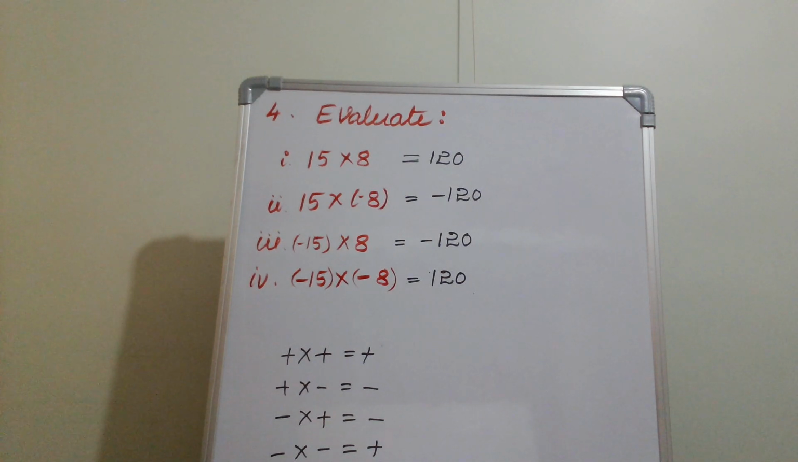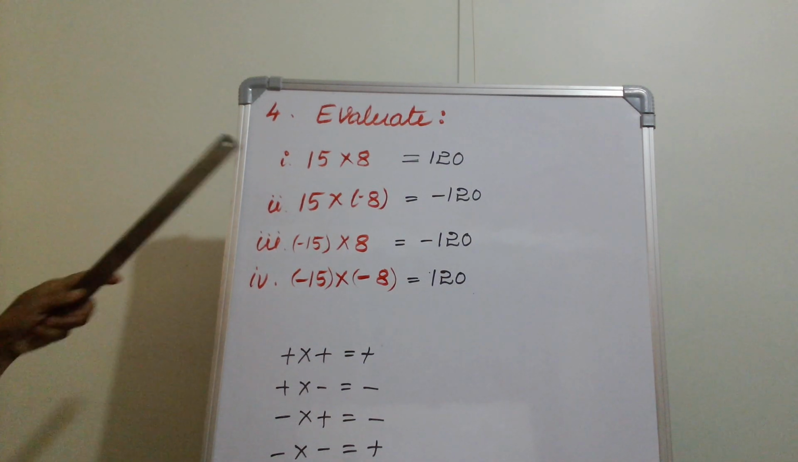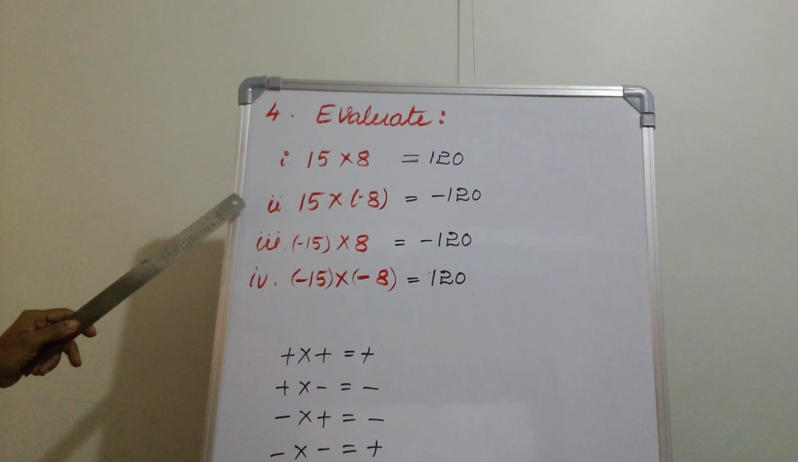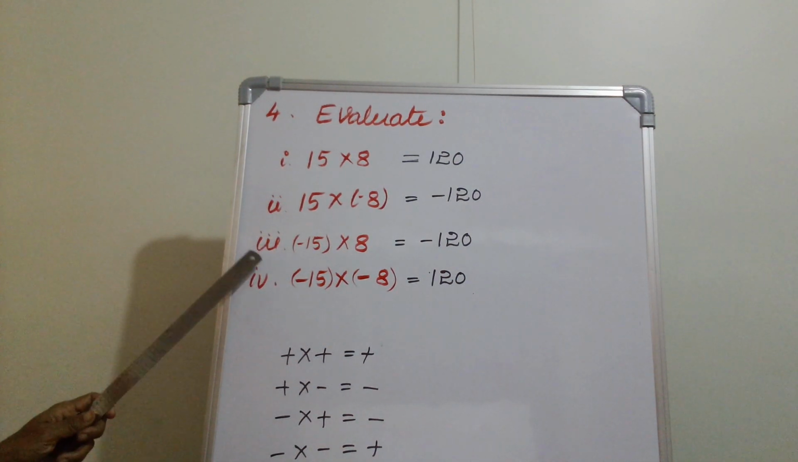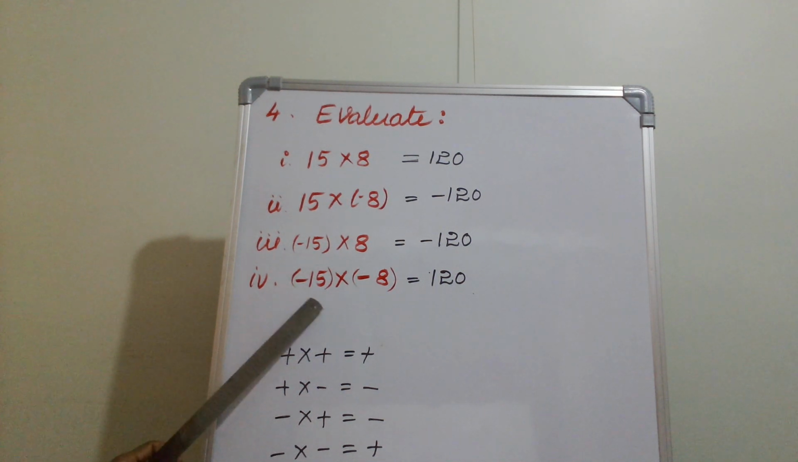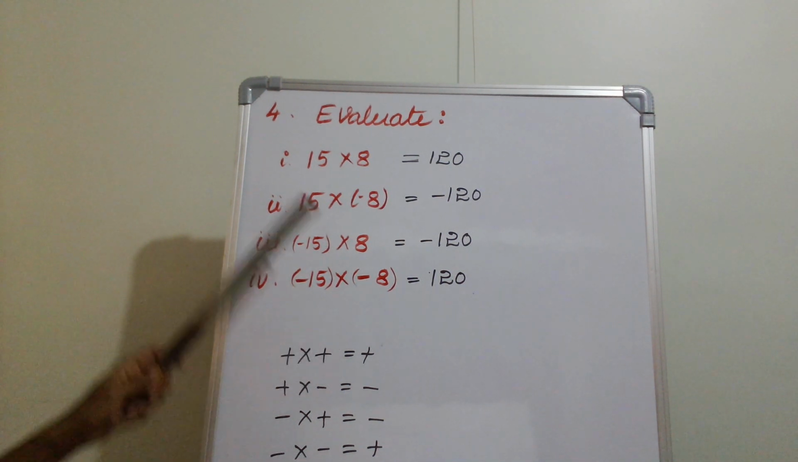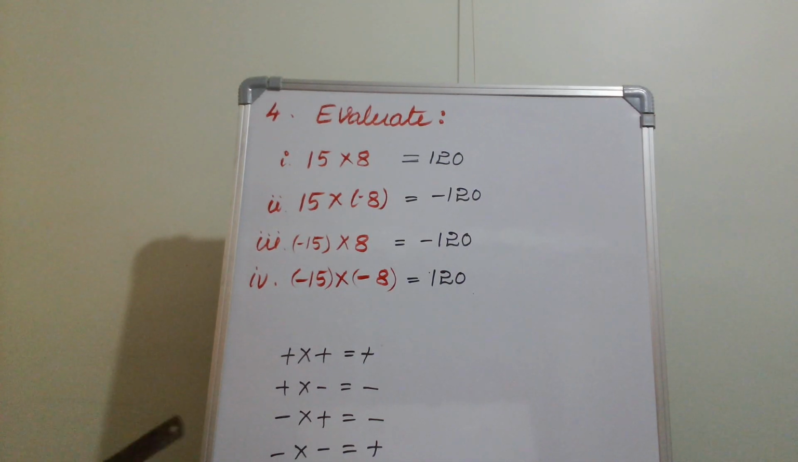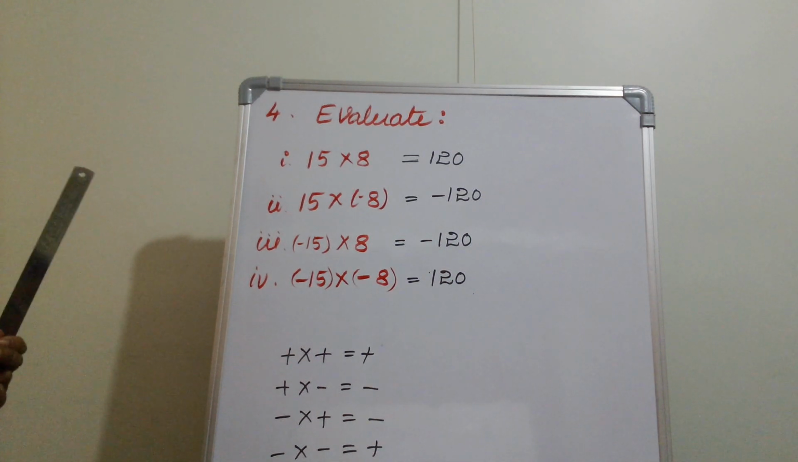Four main problems. Evaluate. The first one is 15 into 8. Second one is 15 into minus 8. The third one is minus 15 into 8. And the fourth one is minus 15 into minus 18. All these problems are based on the product of multiplication of integers. We already discussed in the beginning. Okay.